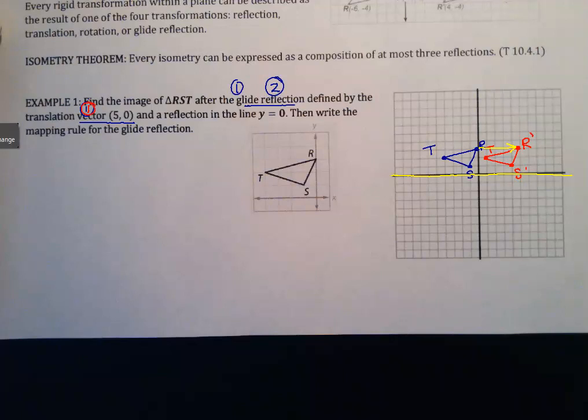Okay, so how do we do the reflection? I did it, but I don't know how to explain it, but I did it. Okay. To remember to do a reflection, we want to know how far is R from the axis? 3. So then we need to go down 3 and put our R prime prime. S is how far? 1. So we go down 1 and we put our point there for S prime prime. T would be 2. You got it.